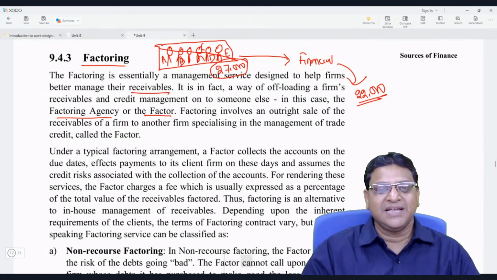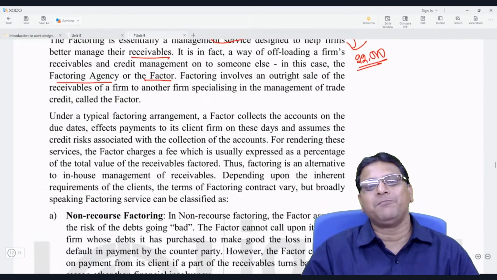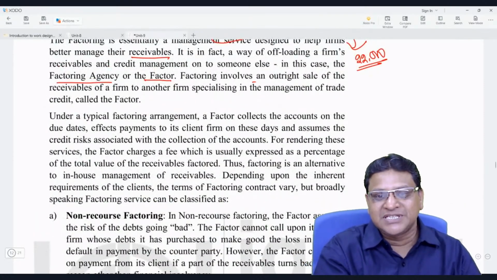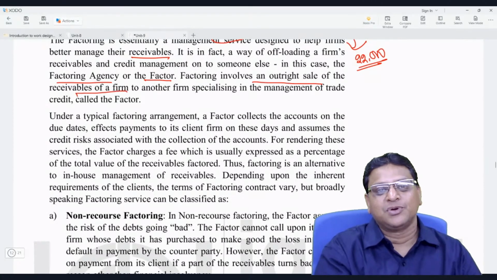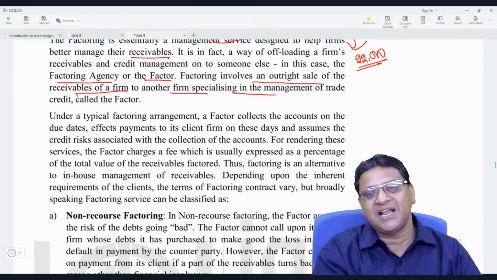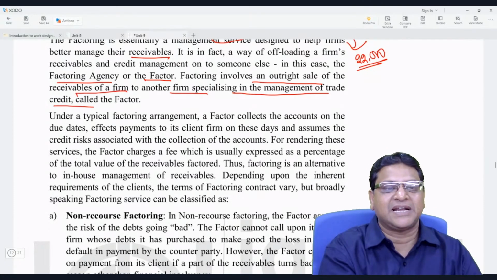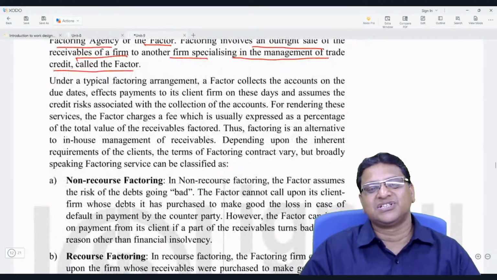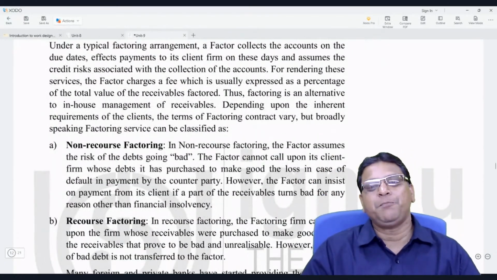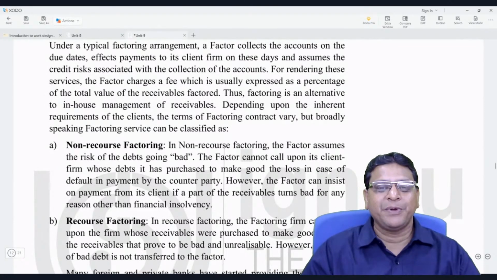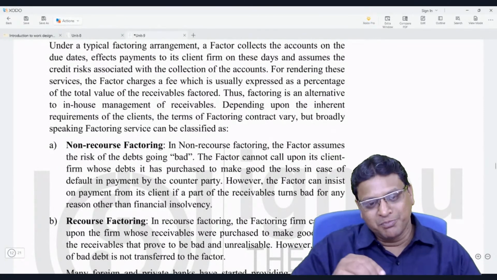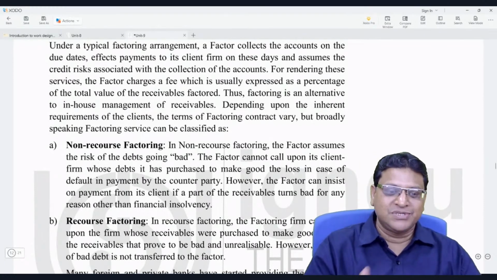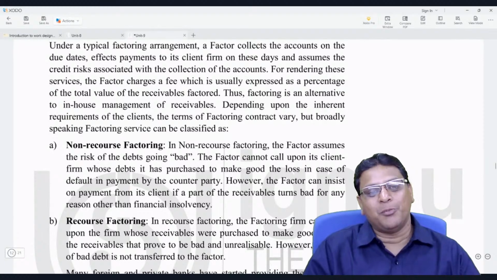Generally, outside India, factoring is a common practice. Factoring means outright sale of the receivables of a firm to another firm which has specialization in management of trade credit, that is known as factor. But in India, factoring is not so popular because people are not interested to pay the money to somebody else who has not given them money in India. But outside India, factoring is a common practice.